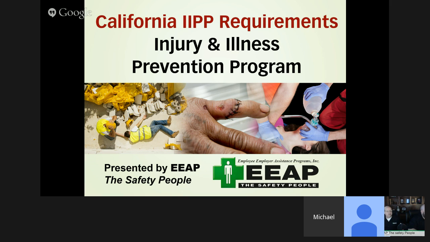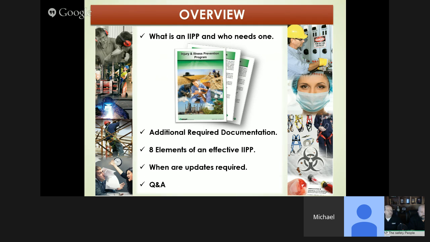So the IIPP stands for Injury and Illness Prevention Program, and that's what we're going to be talking about here today. So Michael, if you will go ahead and advance us to our next slide. So we're going to be going over what is an IIPP and who needs one, the additional documentation that is required, the 8 elements of an effective IIPP, when updates are required, and then we're going to get into questions and answers. If you have any questions as we go along, please go ahead and put them in now. Don't wait till the end, and we'll just be able to go ahead and start answering your questions.